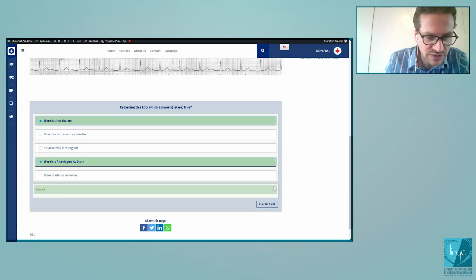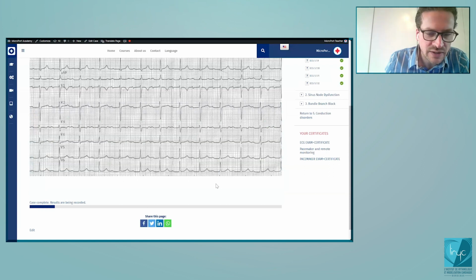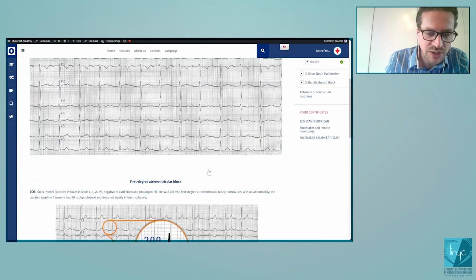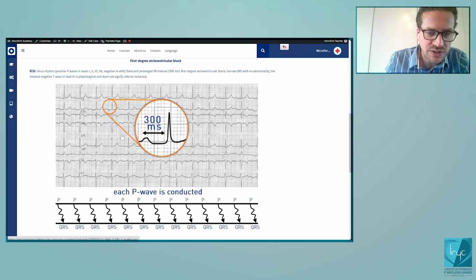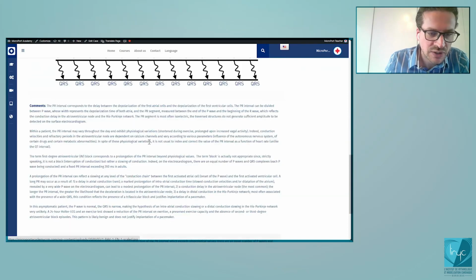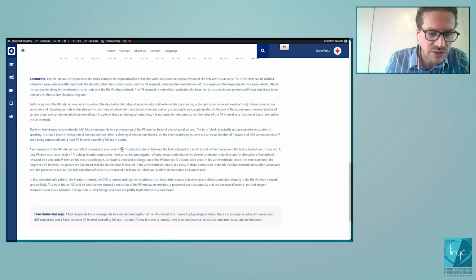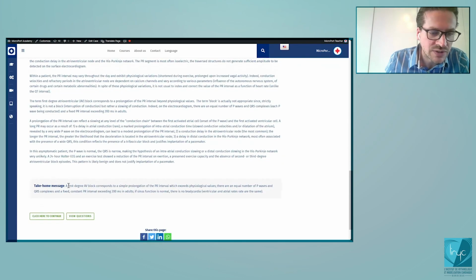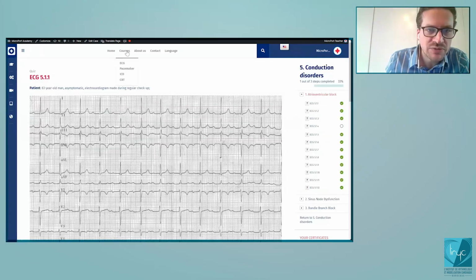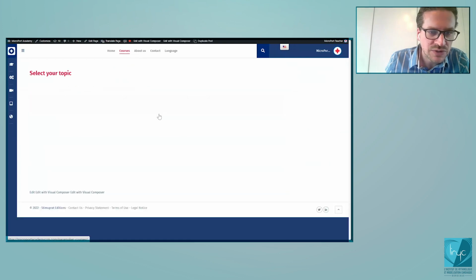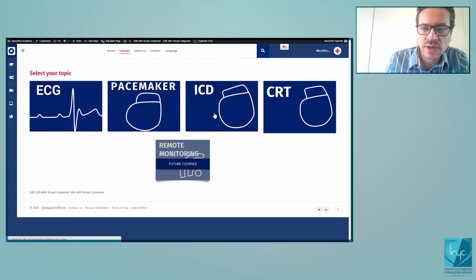Let me see if I have this correct. And then at the end of the case, there will be most of the times the tracing shown with what's going on, with some schematic and some explanation, which can be quite detailed, but also take-home messages. So this is what we really like to have on this platform, is case-based learning. So the ECG platform is already quite extensive, but today we of course want to focus on ICDs.